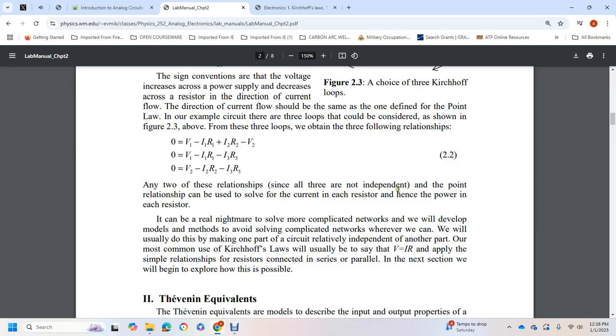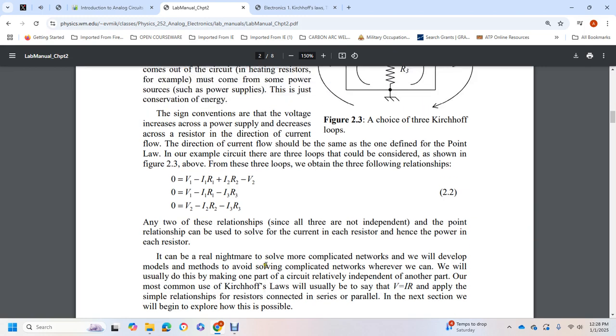We'll usually make this part of the circuit relatively independent, using the most common Kirchhoff laws. We'll usually say the voltage input with the resistance, the voltage is equal to the amps times the resistance, or the amp ohms applied with a simple relation with the resistor connected. In the next section, we will begin to explore how this is possible.